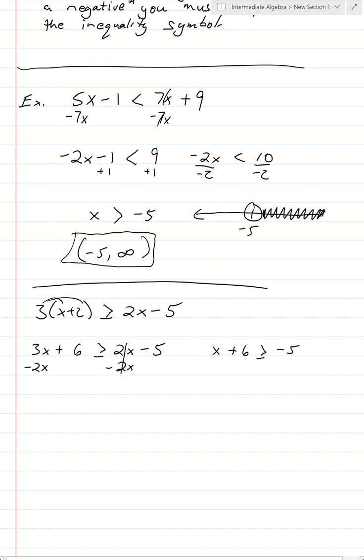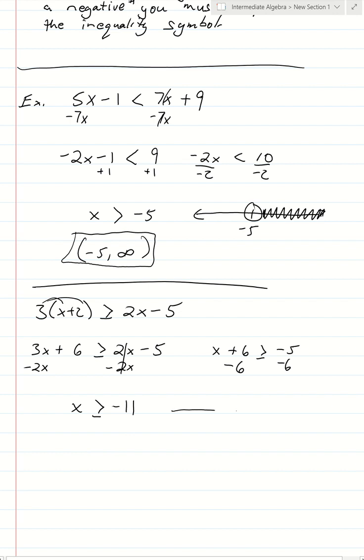Now we have to move on to step 3, whereby we are looking to eliminate the constant. The constant happens to be the number 6. So I will subtract 6 over, giving us, of course, now x is going to be greater than or equal to the negative 11. Well, we don't have to worry about step 4, nor do we have to worry about step 5. We have our solution. X is greater than or equal to a negative 11.